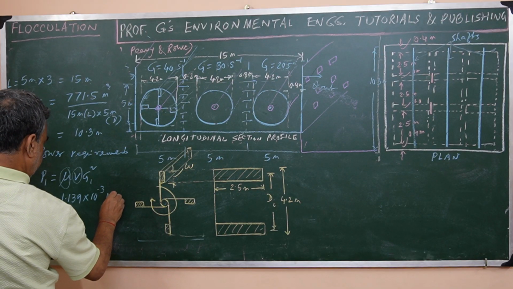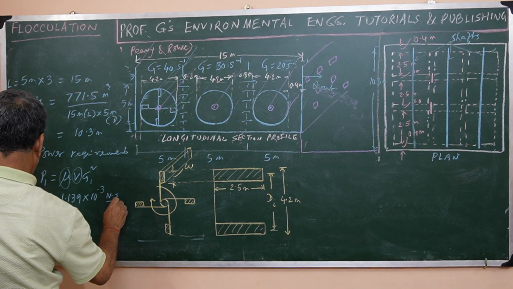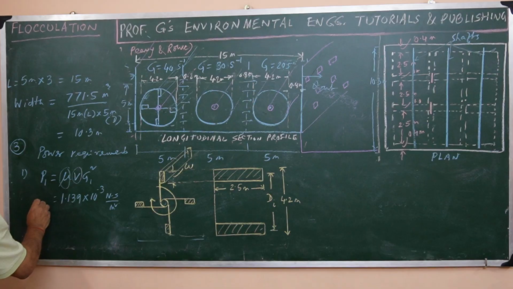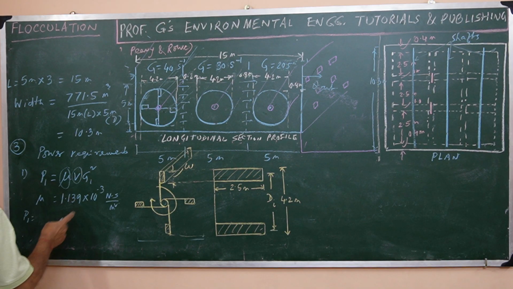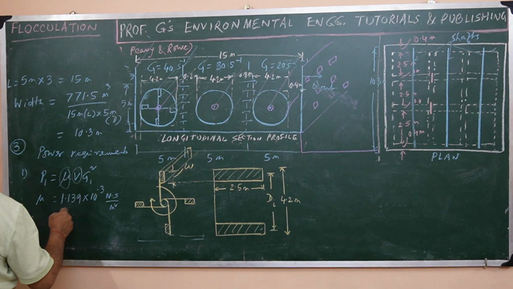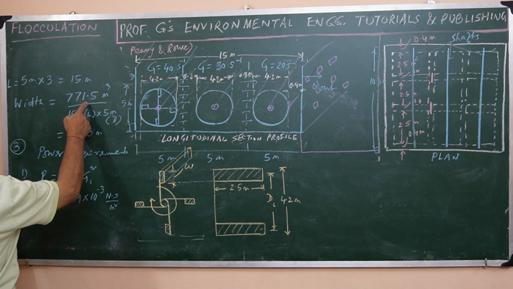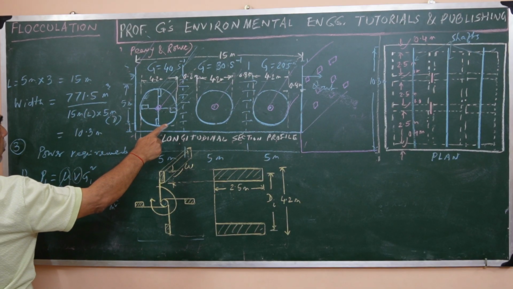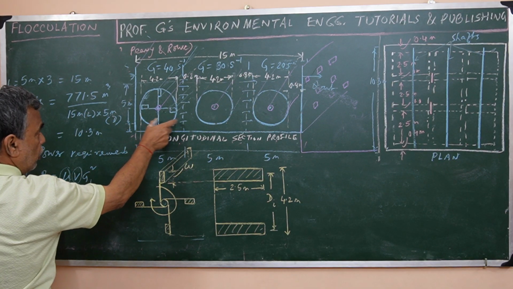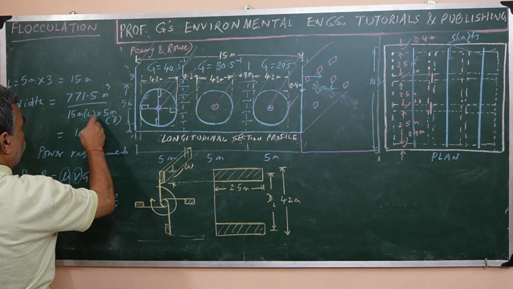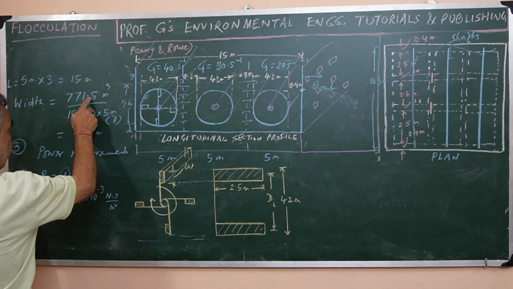That is Newton second per meter square. That is the mu value, right? So P1, if you calculate, and the volume will be, you see that, 771, right, total volume. So for each compartment the liquid volume will be this divided by 3.